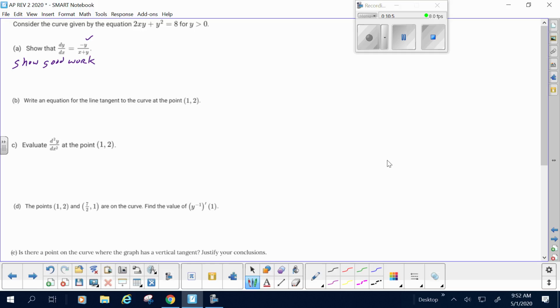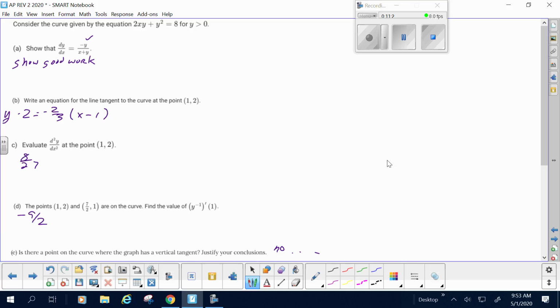For B, your answer is y minus 2 equals negative 2/3 (x minus 1). For C, I have 8/27. D is negative 9/2. And E, the answer is no with justification. All right, so if you missed any of these pieces, then let's talk about what they should look like.